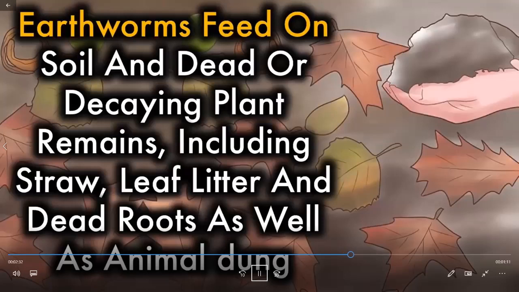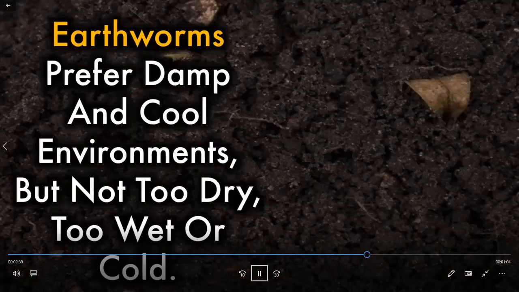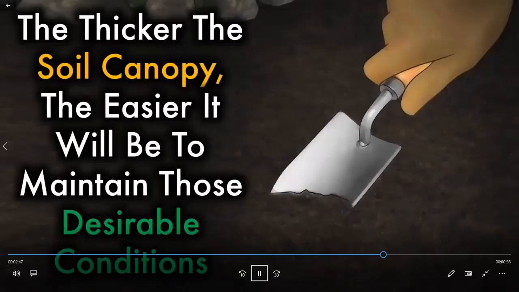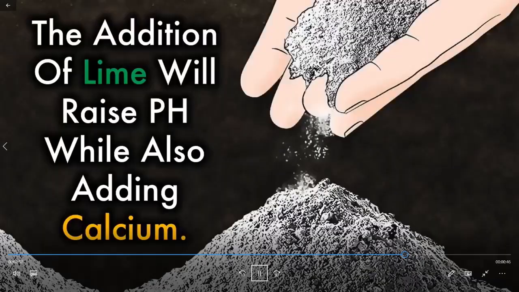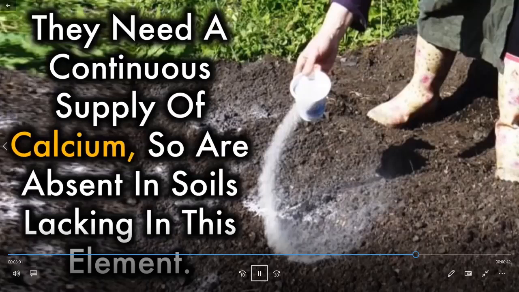Earthworms feed on soil and dead or decaying plant remains, including straw, leaf litter, and dead roots, as well as animal dung. Earthworms prefer damp and cool environments, but not too dry, too wet, or too cold. The thicker the soil canopy, the easier it will be to maintain those desirable conditions. Earthworms don't like acidic soils with pH levels less than 4.5. The addition of lime will raise pH while also adding calcium. They need a continuous supply of calcium, so are absent in soils lacking this element.